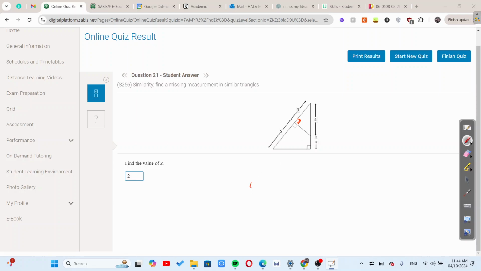So 4, which is the hypotenuse of the small triangle, over the hypotenuse of the big triangle, which is 3 plus 5, that's 8, is equal to this leg over this leg. Because look, this leg is the one touching the right angle, this leg is also the one touching the right angle. So 3 over 4 plus x.